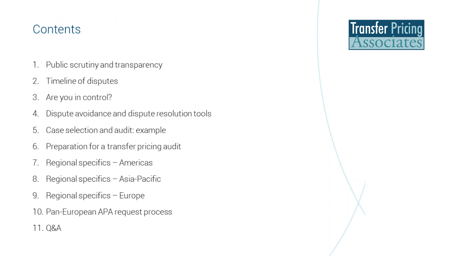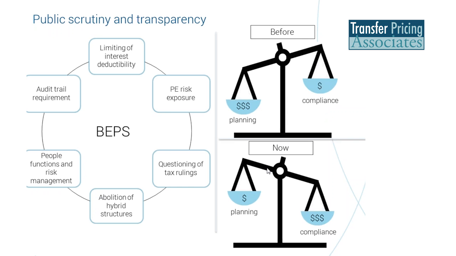Okay, let's move to slide number 4. A little bit of background on tax and TP audits. The current situation is that there is much more public scrutiny, and the public also demands much more transparency. One of the outcomes of that, I think, is the reports that the OECD published regarding BEPS, the base erosion and profit shifting, and all their actions against it.